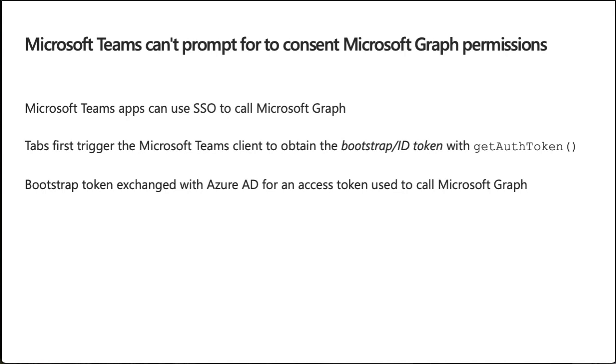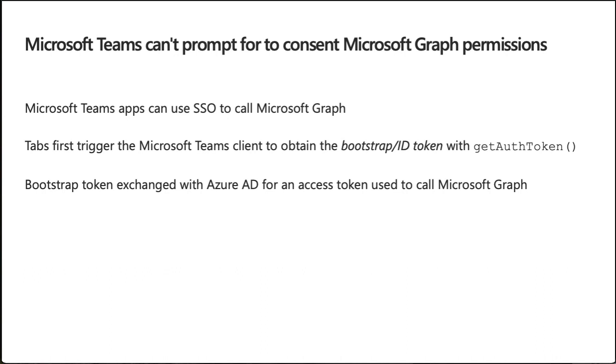Now, this can actually produce a challenge with your app, because your app can't know if that initial token it gets back, what we call a bootstrap token, can be used in what's called the on-behalf-of OAuth flow to obtain an access token for Microsoft Graph. That token is going to be retrieved, and then it has to be exchanged for a token that can be used by Microsoft Teams to call Microsoft Graph to act on behalf of the current user.